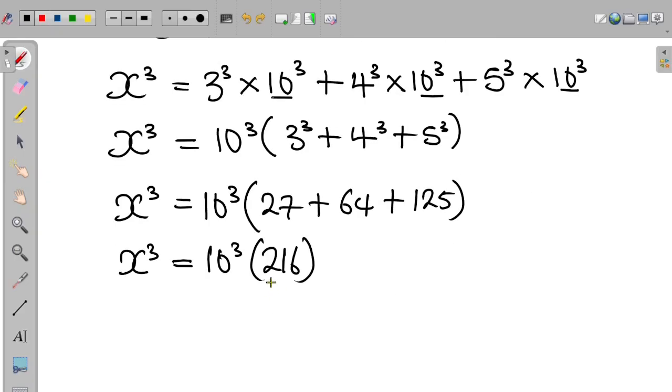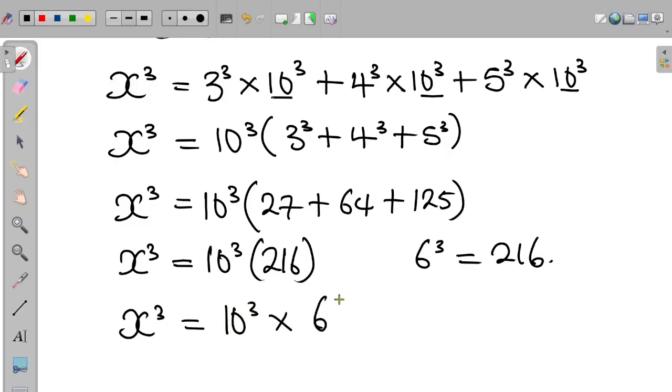So looking at the right hand side, can we express 216 to take the form of something to the power of 3? Yes. Recall that 6 to the power of 3 is equal to 216. So therefore we have that x cubed is equal to 10 to the power of 3 times 6 to the power of 3.